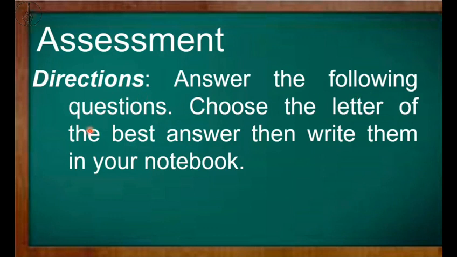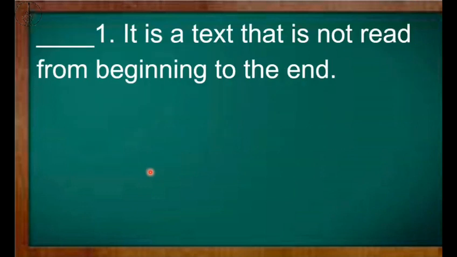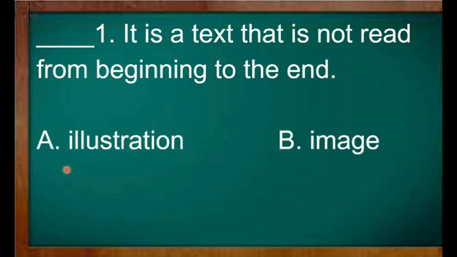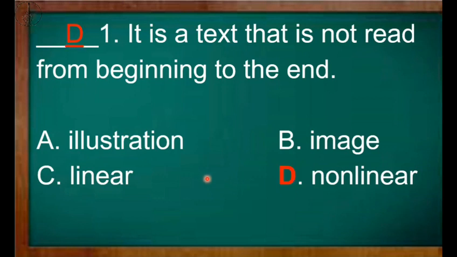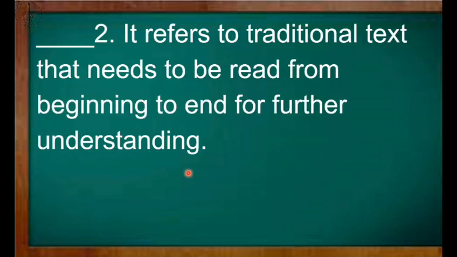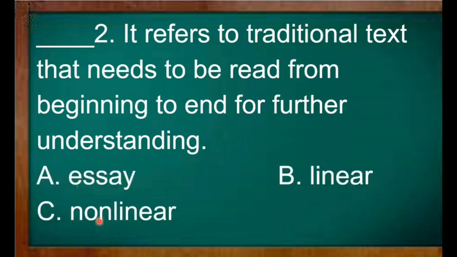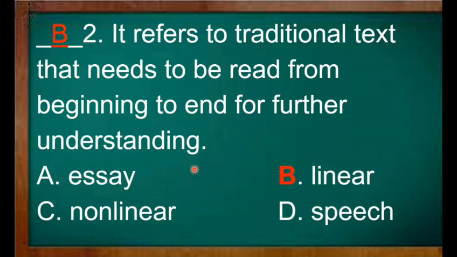Directions: answer the following questions. Choose the letter of the best answer, then write them in your notebook. Number 1, it is a text that is not read from beginning to the end. Okay. A, illustration. B, image. C, linear. D, non-linear. The correct answer here is D, non-linear. Number 2, it refers to traditional text that needs to be read from beginning to the end for further understanding. A, easy. B, linear. C, non-linear. D, speech. The correct answer here is B, linear.